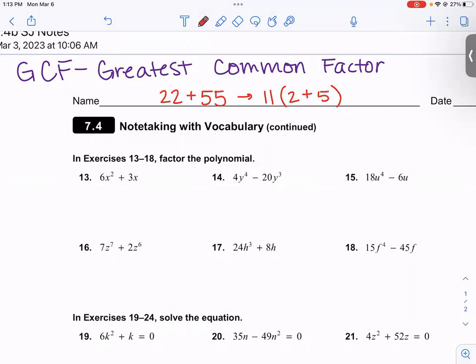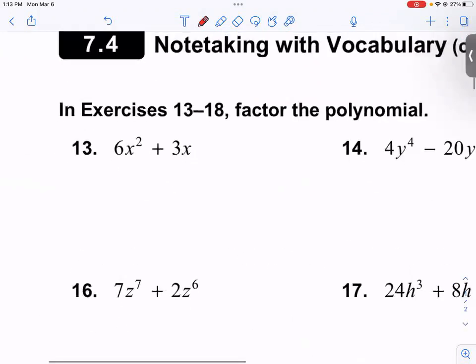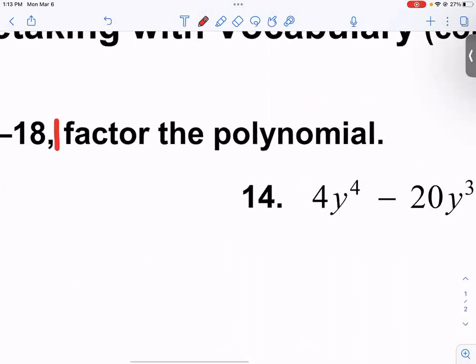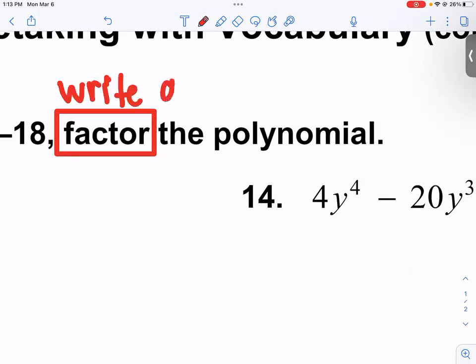So when I ask you to factor, I'm asking you to write something as a multiplication problem.